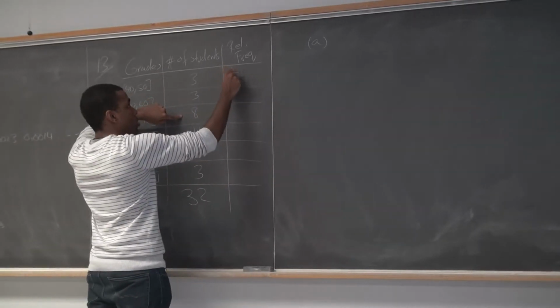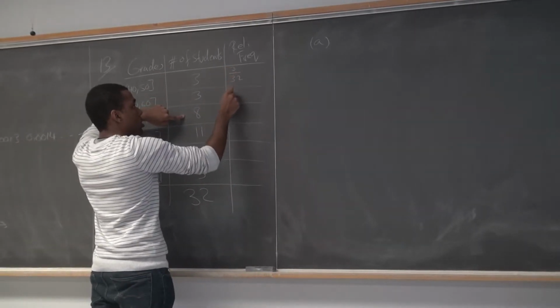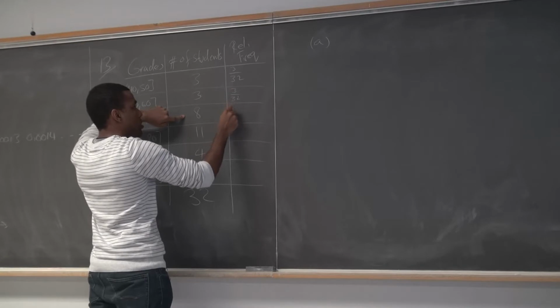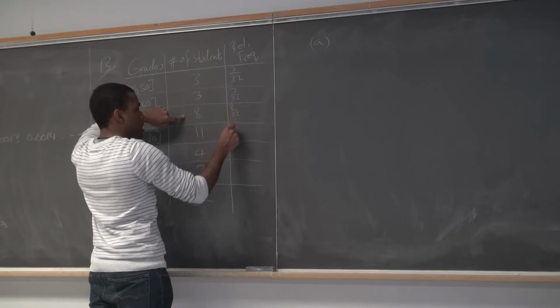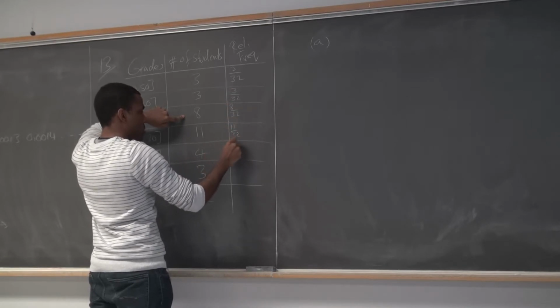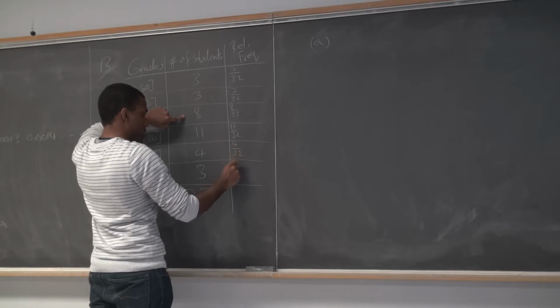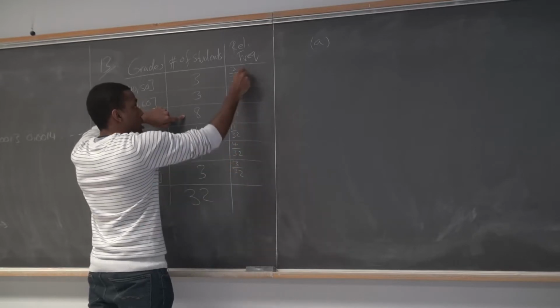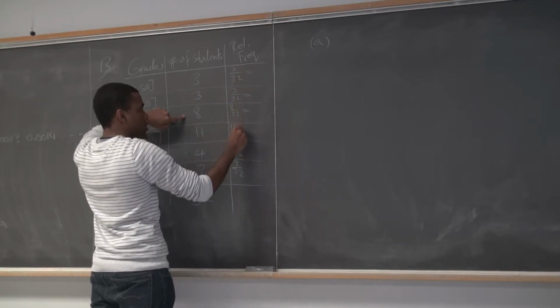So this is 3 over 32. This is 3 over 32. This is 8 over 32. This is 11 over 32. This is 4 over 32. This is 3 over 32. Did anyone compute the decimals for these? 0.09.